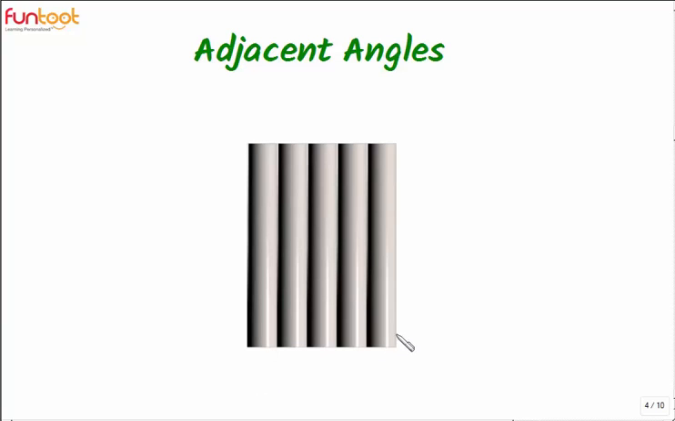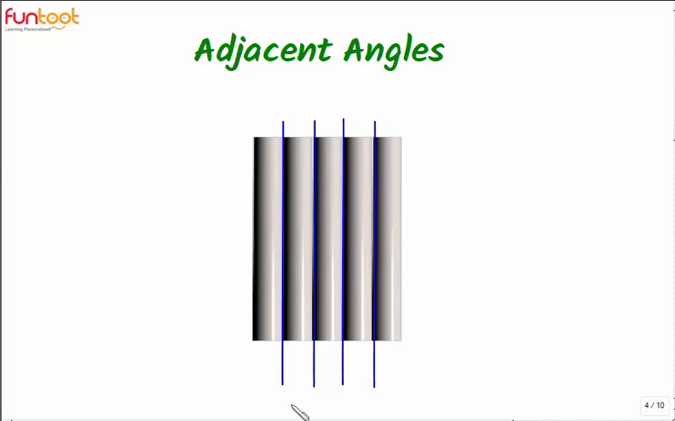Let's look at this picture. Here we can see a set of 5 poles placed adjacent to each other. That means these poles are kept next to each other. One important thing about these adjacent poles is that they are adjacent along straight lines. So we can see that these 5 poles are adjacent along these blue straight lines.